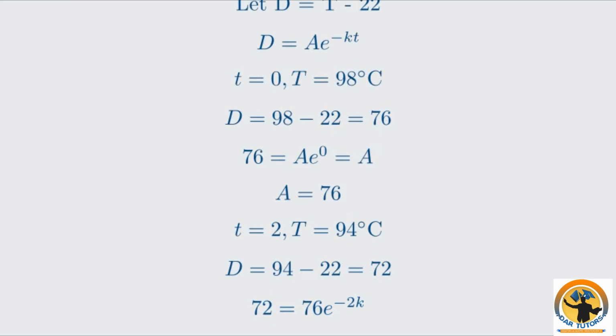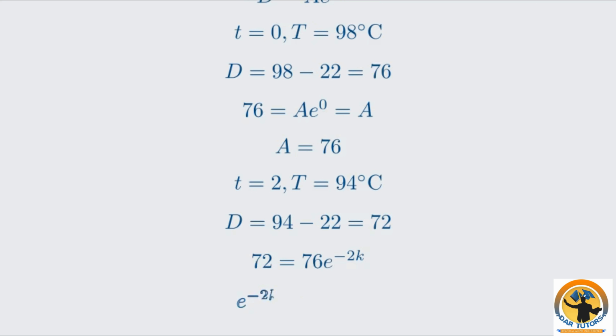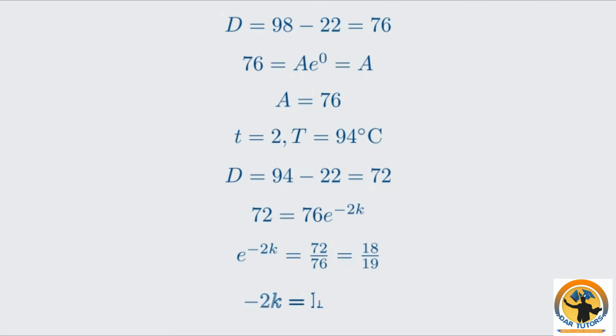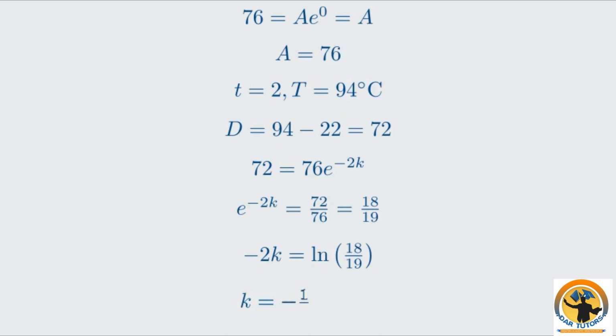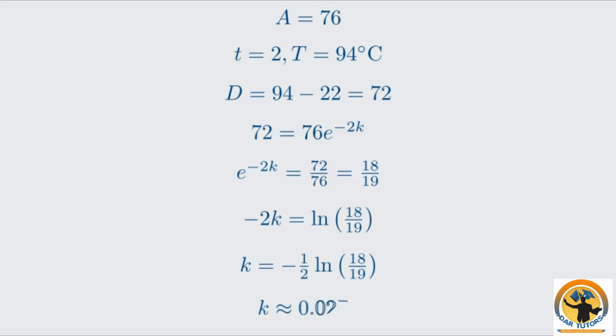First, divide by 76. This gives us e to the power of negative 2k equals 72 over 76, which simplifies to 18 over 19. To get the exponent down, we take the natural logarithm of both sides. This gives us negative 2k equals ln of 18 over 19. Dividing by negative 2, we find that k equals negative 1/2 times ln of 18 over 19. Using a calculator, k is approximately 0.0270. Now we have our complete model. D equals 76 times e to the power of negative 0.0270t.